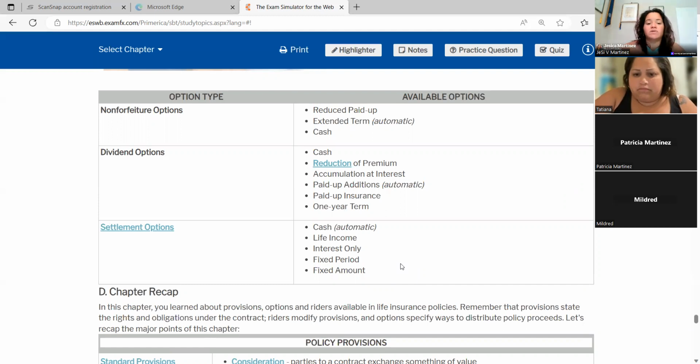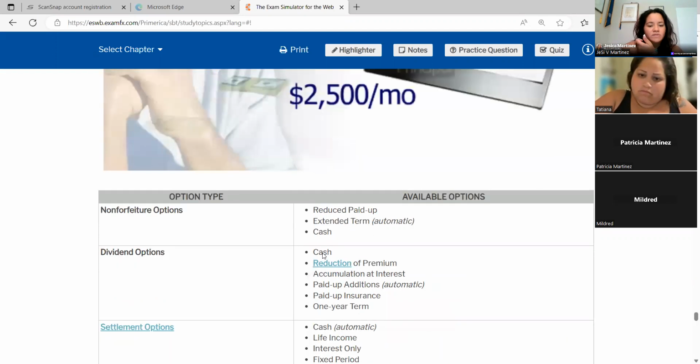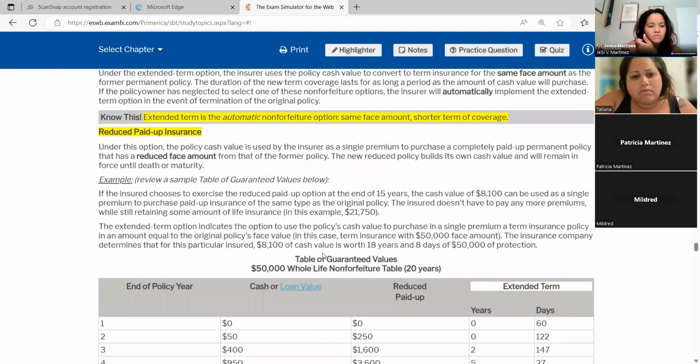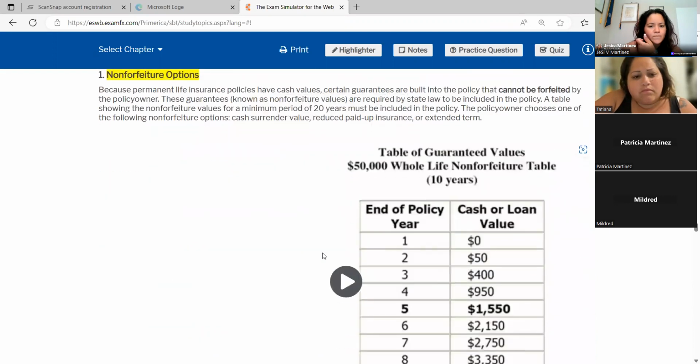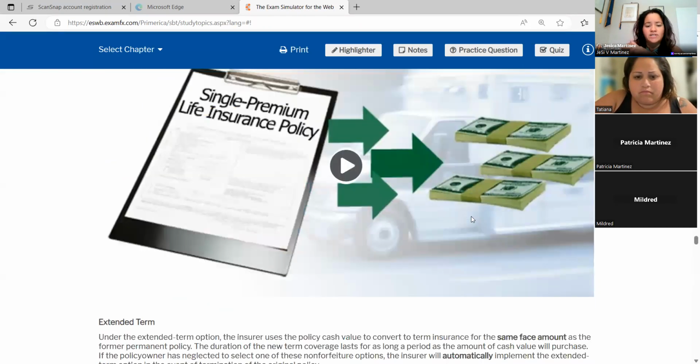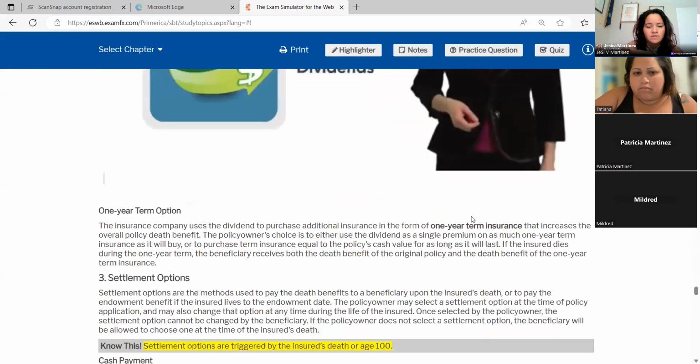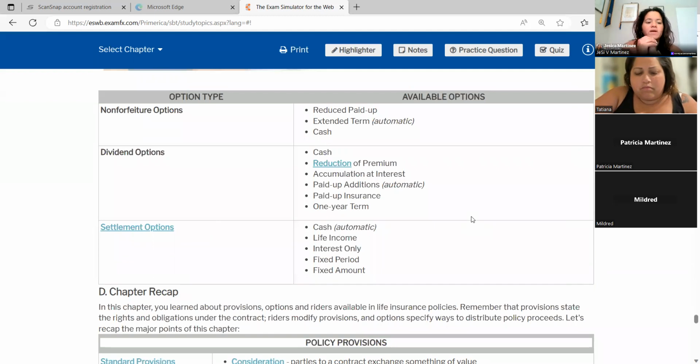Now dividend options, you have the cash, reduction of premium, like how do you want those to be paid, right? In cash, reduce my premium, accumulation of interest, paid up additions, paid up insurance, or one-year term, which is, I think, what I just explained, non-forfeiture options. Let's go back up to those. Non-forfeiture options are the minimum amount that you're guaranteed to receive from your money. Okay, back here.